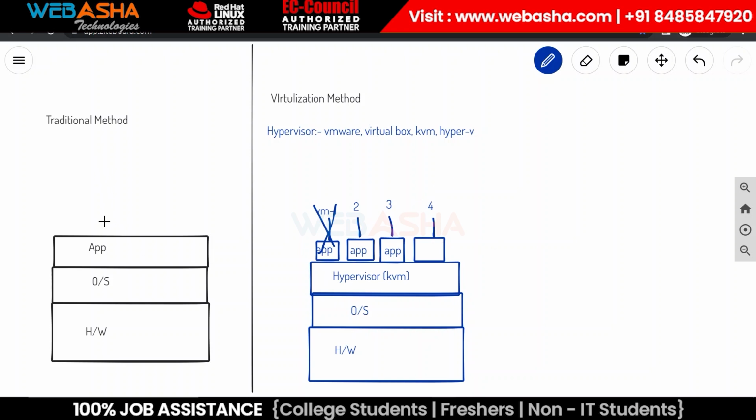Clear? The process remains the same in the traditional method and in the virtualization method: in both, we are creating independent machines. The advantage of virtualization is that if anything goes wrong in a particular VM, the problem is not going to impact any other applications or VMs. But again, you need to create the VMs, install your application, and manage everything manually, right?